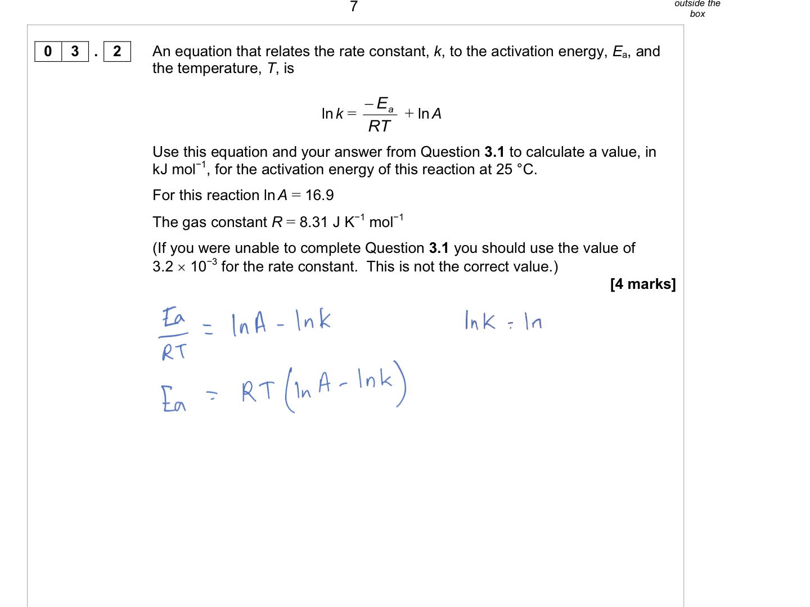So we know ln of k from the information we're given. We know what k is, so we can work out that ln of k is going to be the natural log of 2.8 times 10 to the minus 2. So in my calculator, that's minus 3.58. We know T is given as 25 degrees C, so we need to convert that into Kelvin. So if we add 273, that's 298.